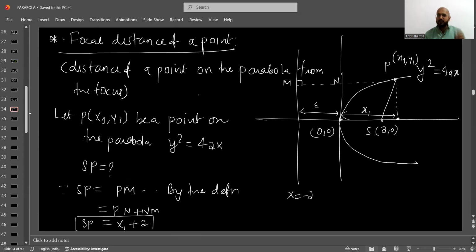Now, if in case you're not interested in this part, a comma 0, we know this length is y1. So you can even apply Pythagoras to get this distance, and you end up getting x1 plus a only. It depends upon you, how do you want. Since we are dealing with the basic definition, SP is equal to PM, I find it a bit easier to use.